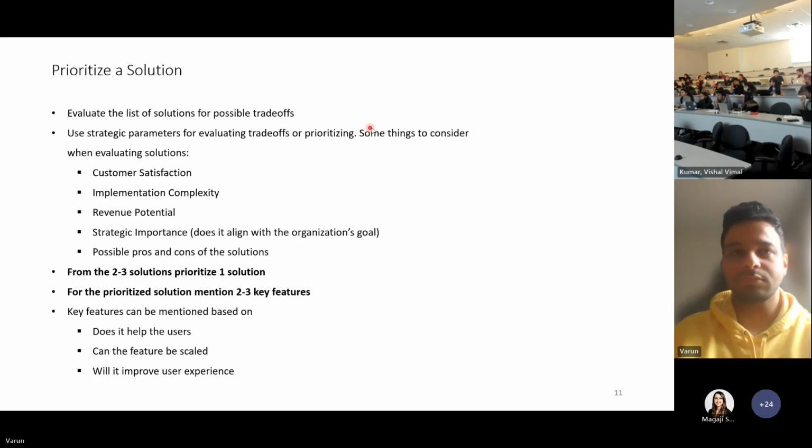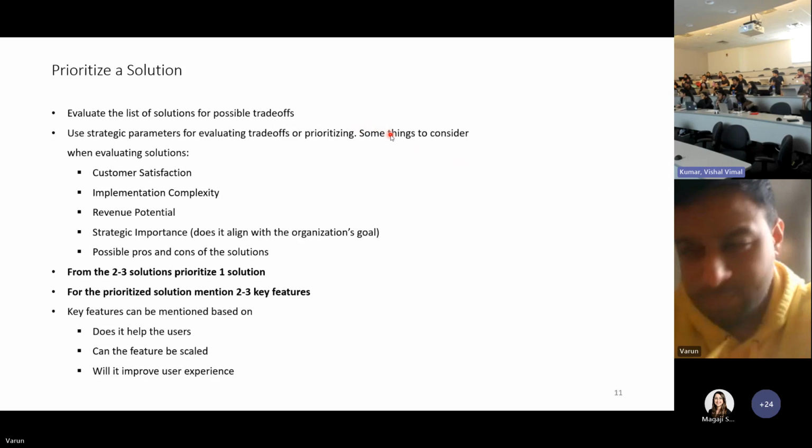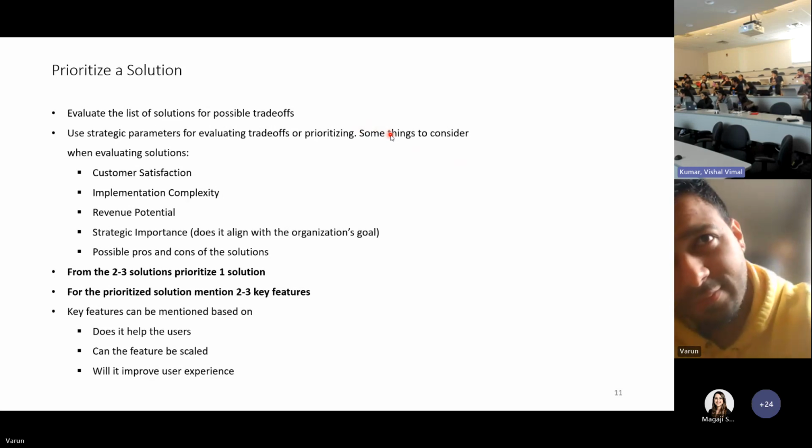Go ahead. So, Varun, you mentioned that it's not really good to give an existing solution, like come up with a unique one. But what if the problem actually has an existing solution that works really well? So what do you do in that case?